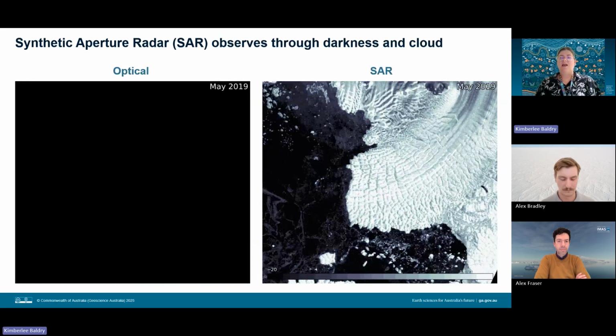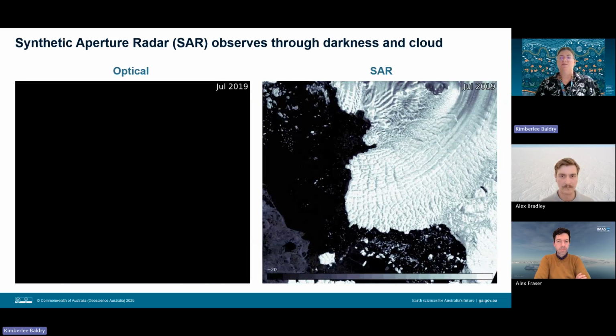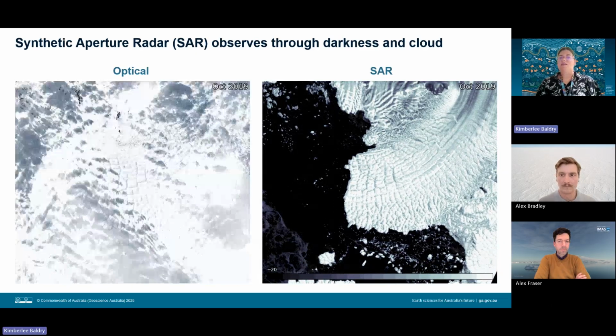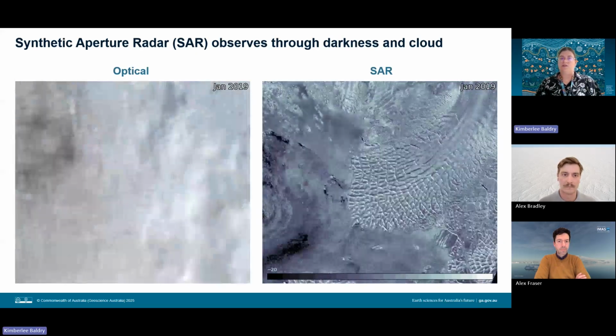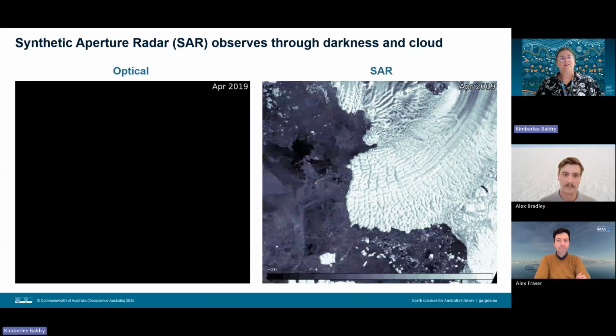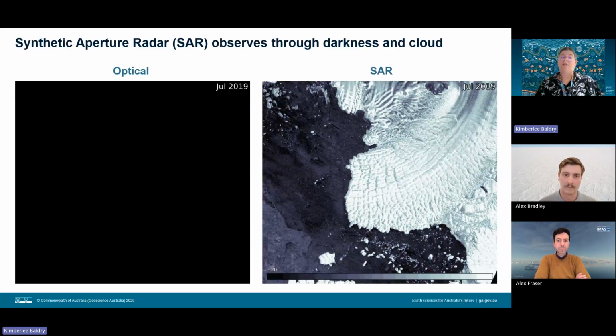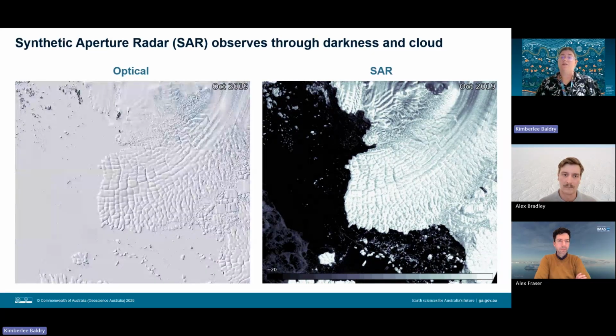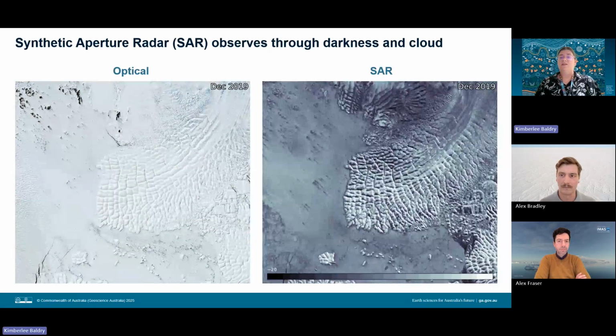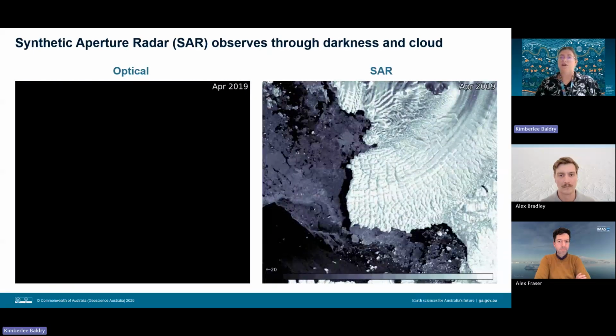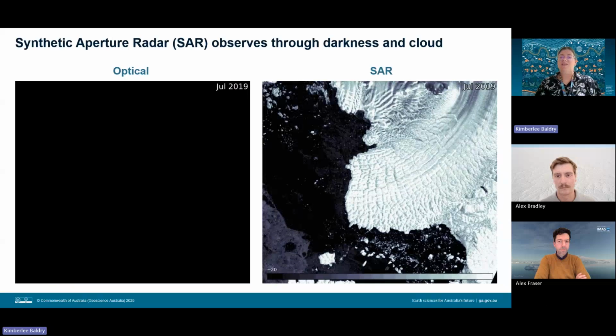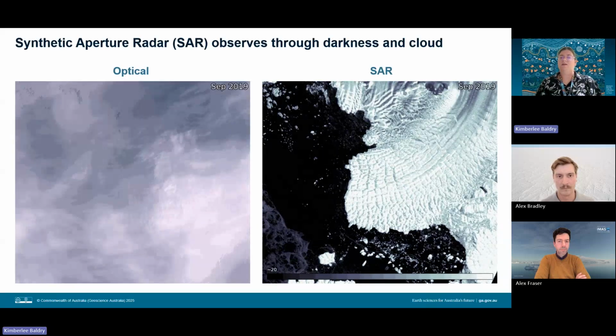So watch here as the animation rolls into winter months. You can't see anything when you use optical imagery. And when you can see it, it's often obscured by very high cloud coverage. SAR offers us the capability to observe through darkness and cloud, which, as you can see, is very important in Antarctica.